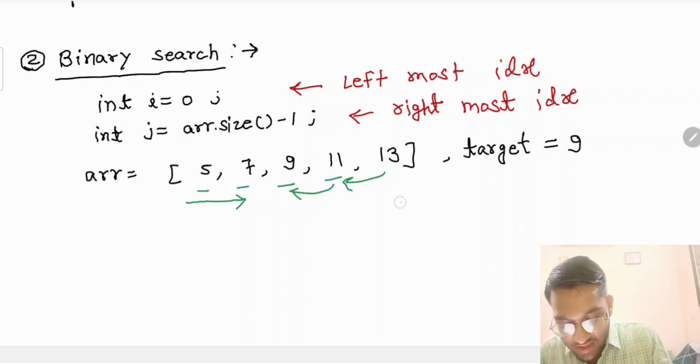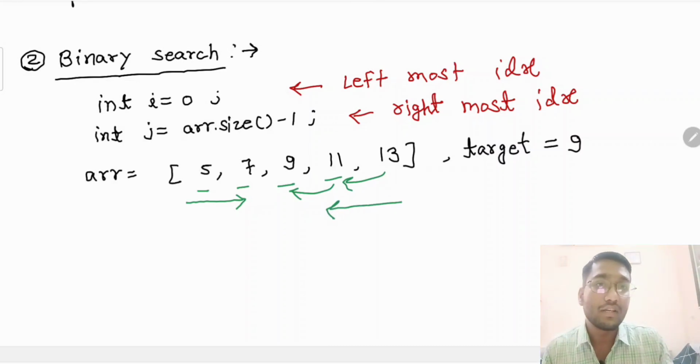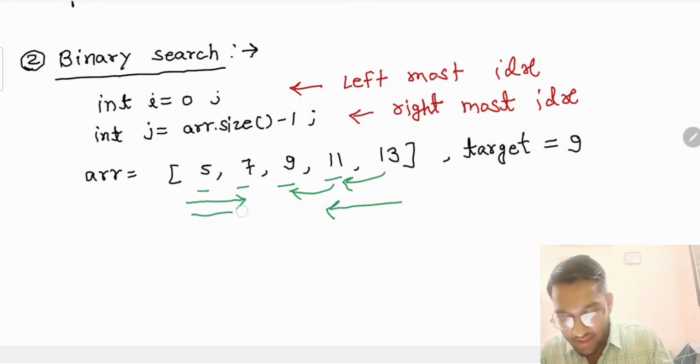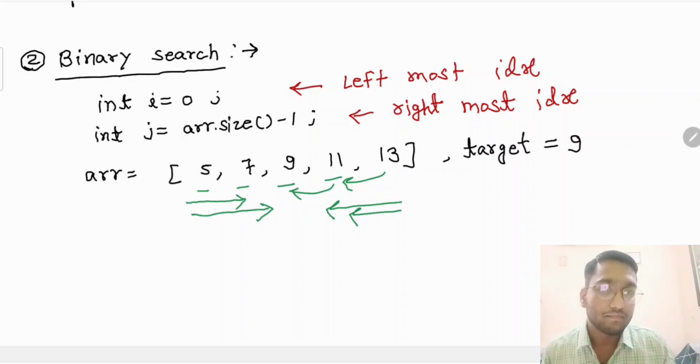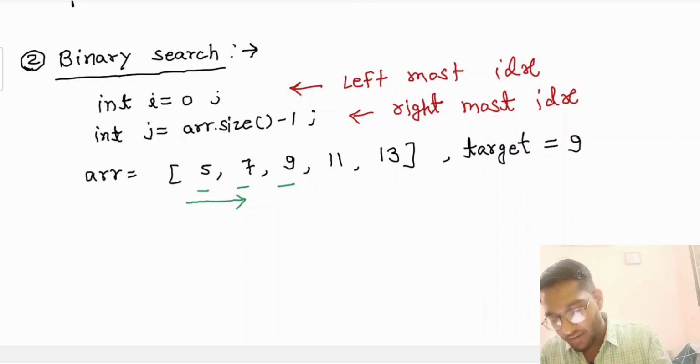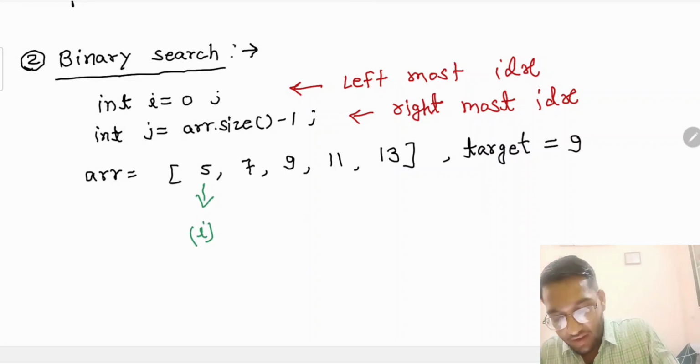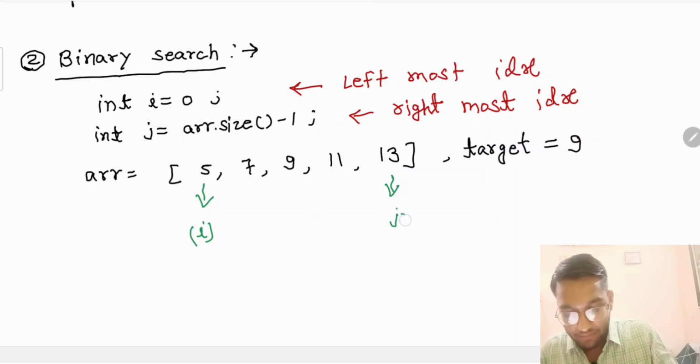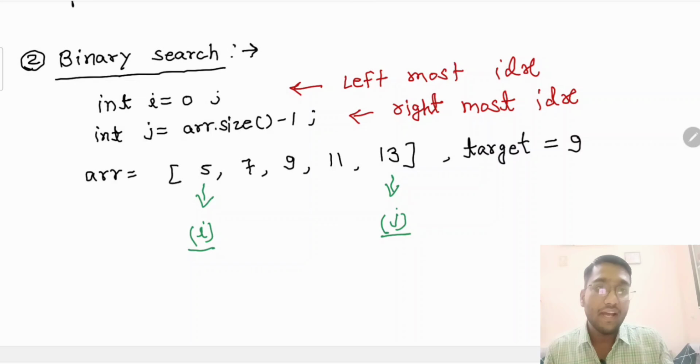And if we move in this direction, then the number is in decreasing order. And here the number is in increasing order. And here the number is in decreasing order. So what we are going to do in this case is, we are going to start from the leftmost index, that is I, and the rightmost index, that is J. And we find the mid element of that particular I and J.